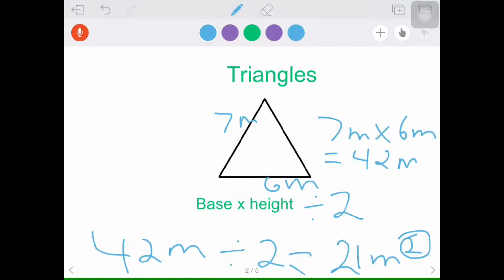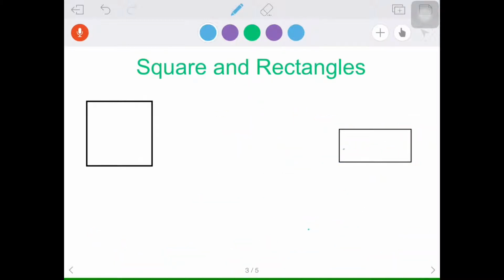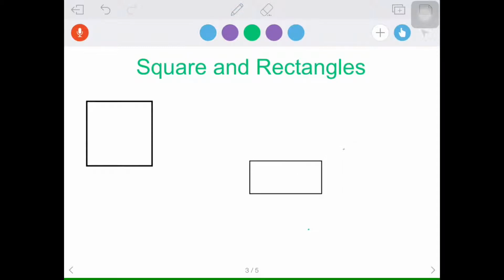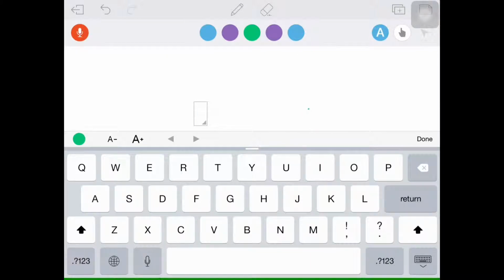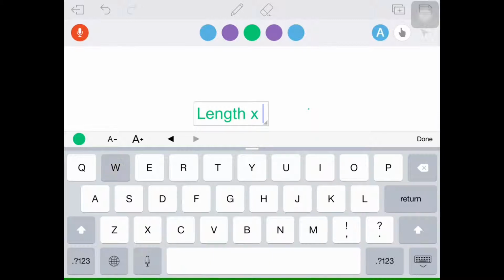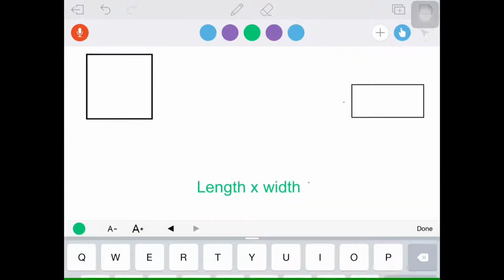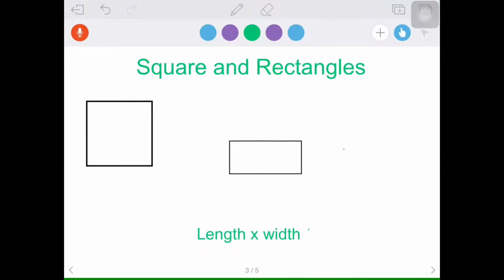So, there we have it, triangles. Next we will be talking about squares and rectangles. I put them together because they're both the same. Exact same, people. So, let's do the formula. The formula for squares and rectangles is easy. It's length times width. That's all. Yep, that's all.